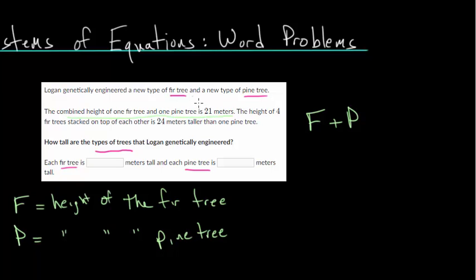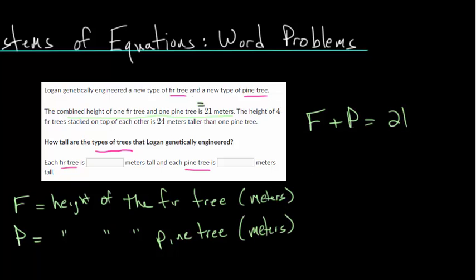Remember that word "is" with word problems. That is the equal sign. So this equals 21 meters. And this should make sense. The fir tree plus the pine tree, if you just have one of each, because we essentially have one F and one P, when we add those together, we get 21 meters. And it might also be helpful to put the units for your variables. That might just help keep things organized.